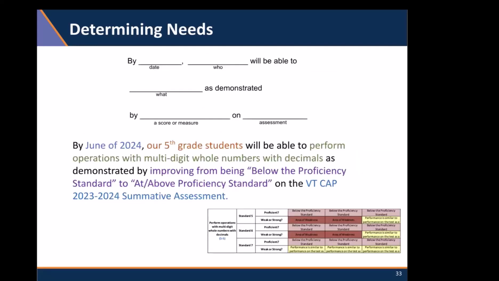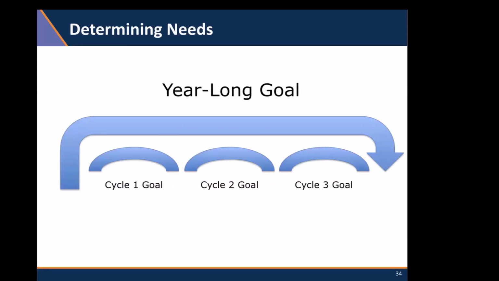We decided that we needed to work on performing operations with multi-digit whole numbers with decimals. Our students have been below the proficiency standard. We want to make sure that our students are at or above the proficiency standard. So this is the goal that we're going to be working on for the year. So we have this year-long goal. Now we need our cycle goals that are going to help us meet that year-long goal.